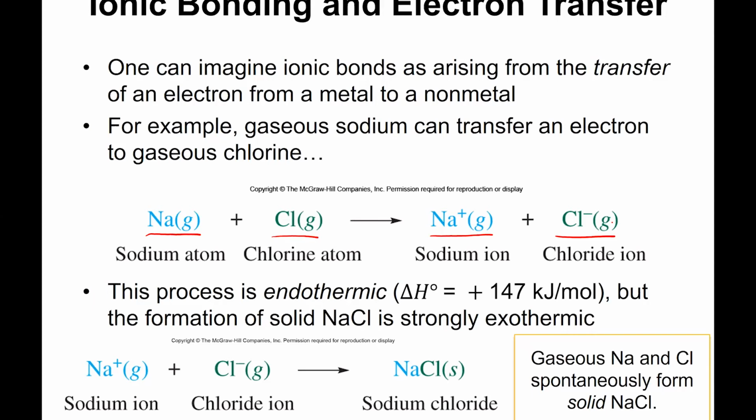It takes heat to do this, but when you form the solid, when you form the ionic bond that ultimately happens, as shown below, between sodium and chlorine to form sodium chloride, it is an exothermic reaction. So this spontaneously happens even though the first process is endothermic. The formation of the solid is so strongly exothermic that it drives this reaction.